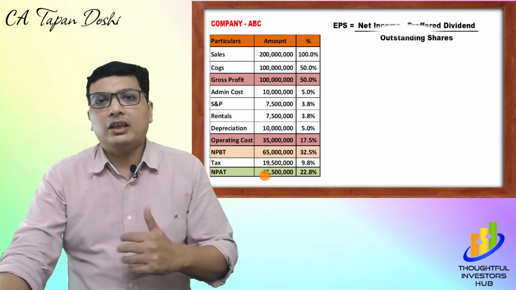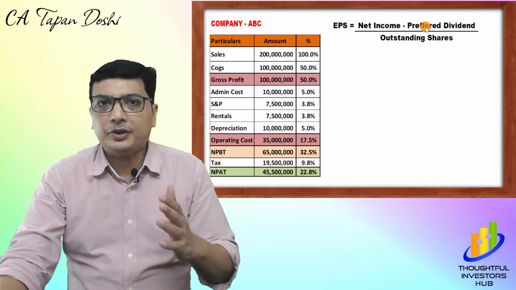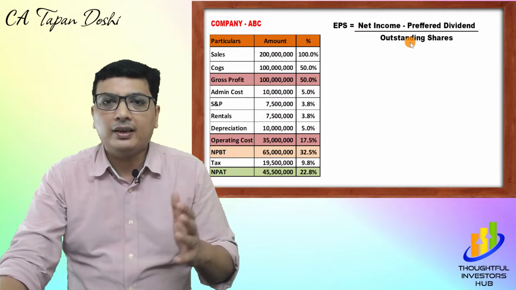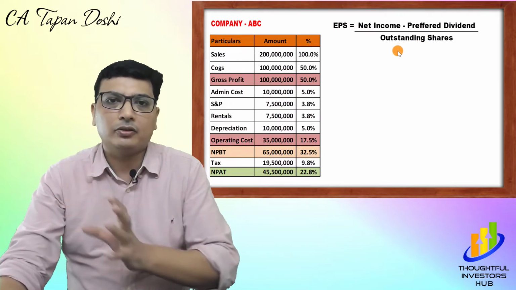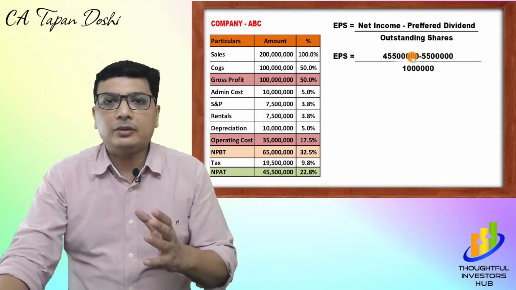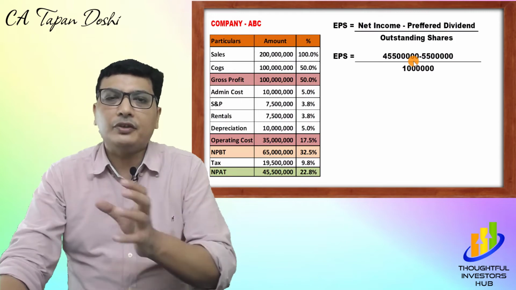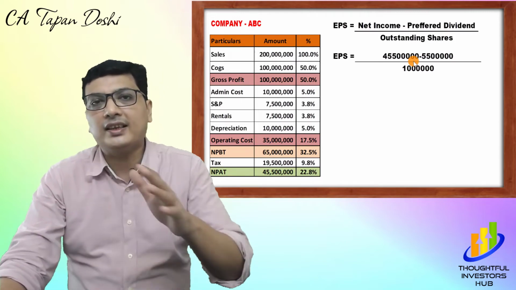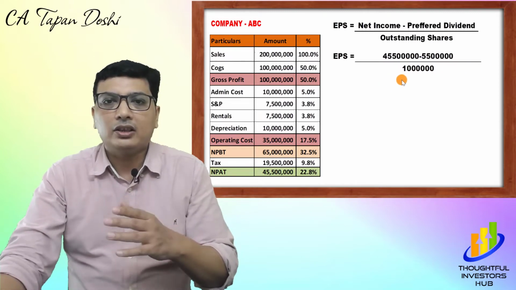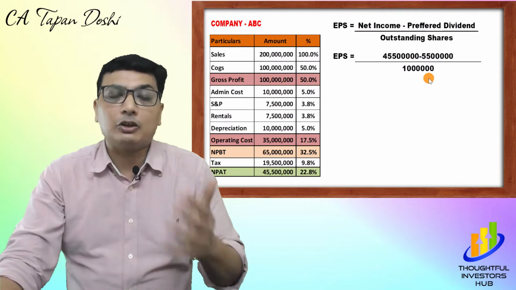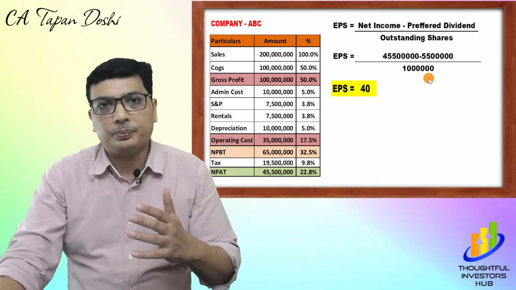Now what is the EPS formula? EPS formula is nothing but net income minus preferred dividend, whatever dividend we are going to pay, divided by outstanding shares, whichever are floating in the market. So here our net income is 4 crore 55 lakhs rupees minus 55 lakhs rupees, suppose you are considering as a dividend you have paid, and divided by 10 lakh shares. Now 10 lakh shares is nothing but total shares outstanding in the market. So the EPS we got here is around 40 rupees.